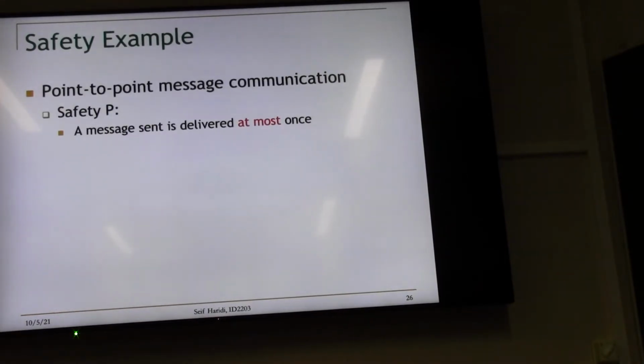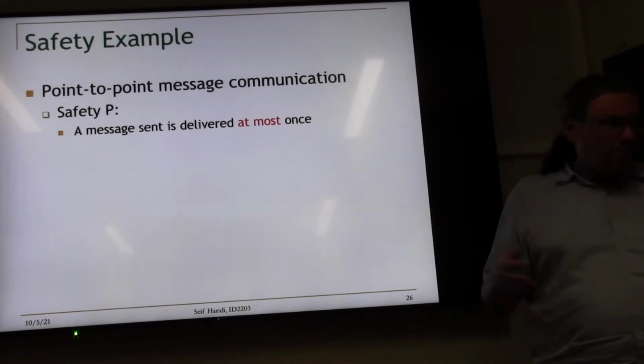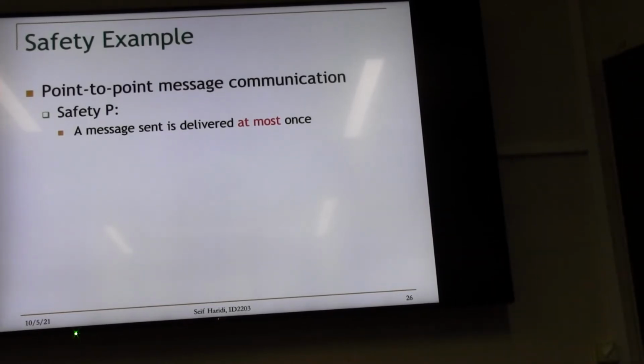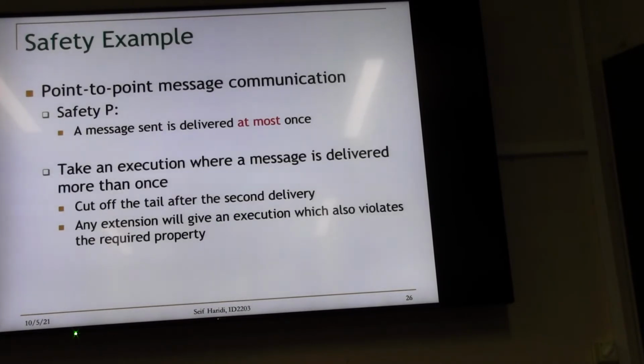So basically you have an accident, the car is broken, that's it. No matter what you do after, if you can fix the car, then it's actually not unsafe. Assuming it's a total loss, perte totale, then it's unsafe. Okay? So here's an example. A message sent is delivered at most once. Okay?